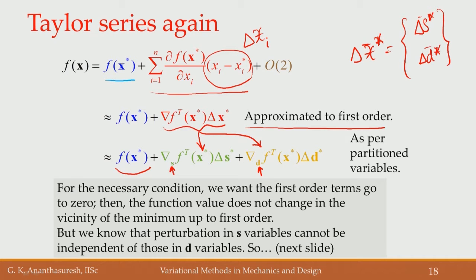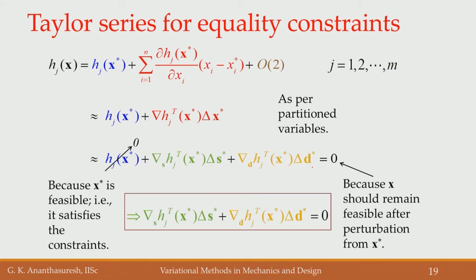But then we want to express delta s star in terms of delta d star, because we have freedom only in n minus m variables. In order to do that, we do the same thing to the equality constraints. We have many, so we are taking hj, where j goes from 1, 2, 3 up to m, as shown here. Each of them we expand.